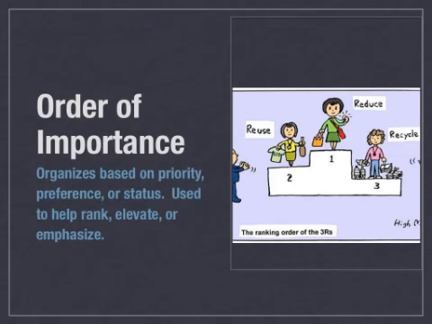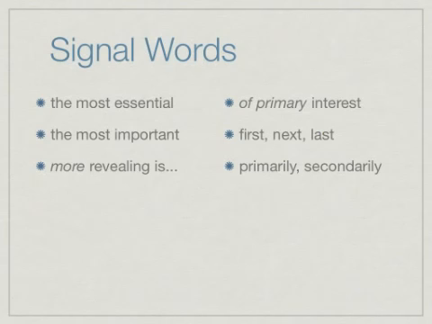So, if you are going to write or read and it has order of importance, the first thing is the most important. It's ranked higher, elevated, or emphasized. There are signal words that go along with this. The most essential, the most important, more revealing, of primary interest, first, next, last, and primarily, secondarily. These are among the words that will convey order of importance as a structure.